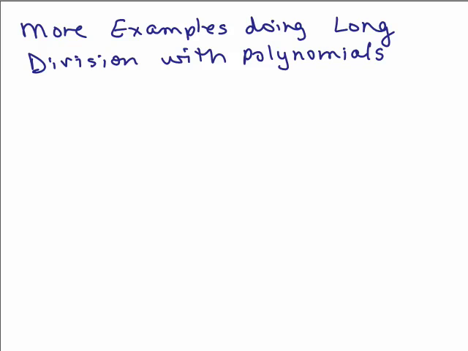I was asked to provide some more examples doing long division with polynomials. So we're going to go over that. Quickly, just as a reminder, let's say you were doing 23 into 700. How would you do that?